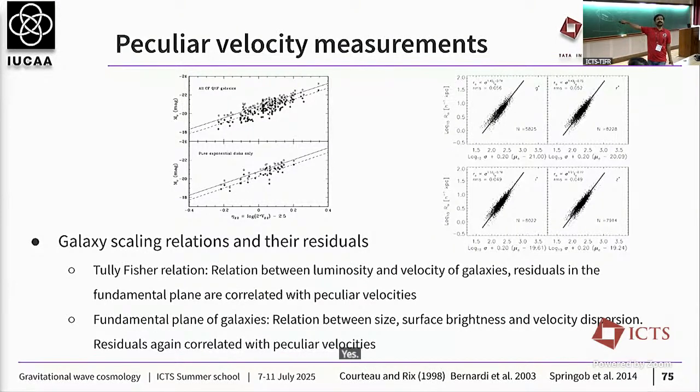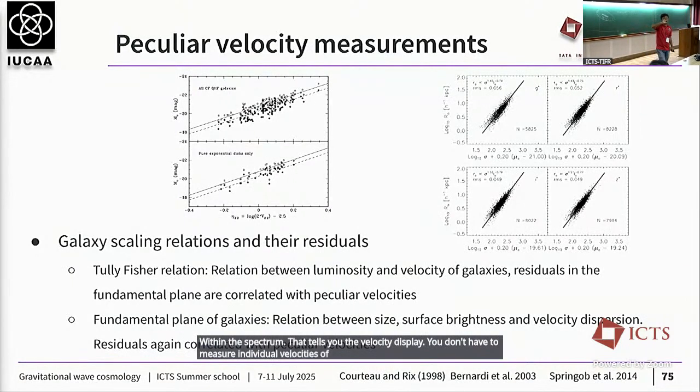Yes, so this is the velocity dispersion of stars within the galaxy. That's all. Okay, this was the velocity of the gas which is going out at 2.2 disk scale lengths. And this is the velocity dispersion of stars within the galaxy. For the velocity dispersions, you take a spectrum and then you look at the width of features within the spectrum. That tells you the velocity dispersion. You don't have to measure individual velocities of stars. No, sorry, I did not get to that.